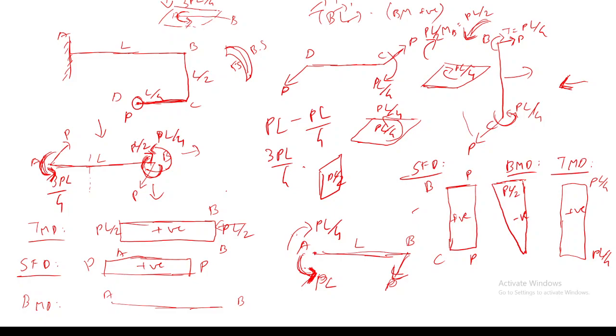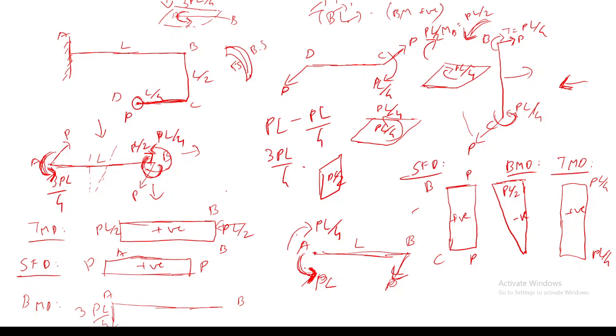This will be negative, which will be equal to 3PL by 4. Since, when I'm viewing this member from the top side, this 3PL by 4 is clockwise or anti-clockwise? Anti-clockwise. So it will be positive or negative? Negative. Yeah, so this will be negative.